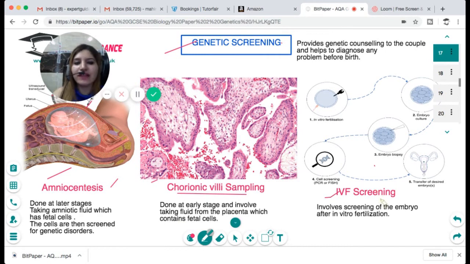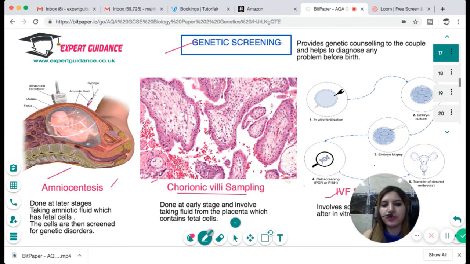And then we have IVF screening. IVF screening is for those couples who have used in vitro fertilization as a method of fertilization. In that, we can screen the embryos before inserting them into the uterus. These techniques are very important because they can provide couples with genetic counseling and help to diagnose any problem, take any measures, or terminate the pregnancy before the child is born.